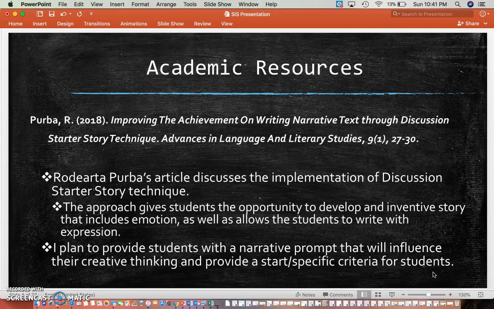The other academic resource that I used was Roberta Purba's article, which discusses the implementation of discussion starter story technique. This approach gives students the opportunity to develop an inventive story that includes emotion, as well as it allows the students to write with expression.